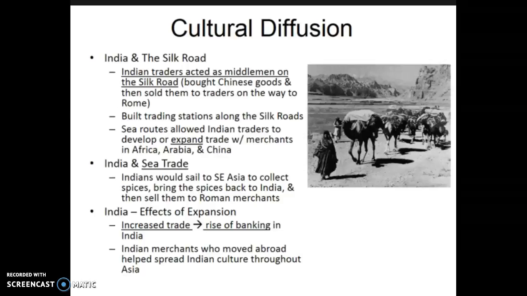The Indians built trade stations along the Silk Roads. You also saw on the map that there were some sea routes that allowed Indian traders to develop and expand their trade into Africa, Arabia, and China. For example, the Indians would sail to Southeast Asia to collect spices, and then they would bring those spices back to India and then sell them to Roman merchants who had made their way to India.